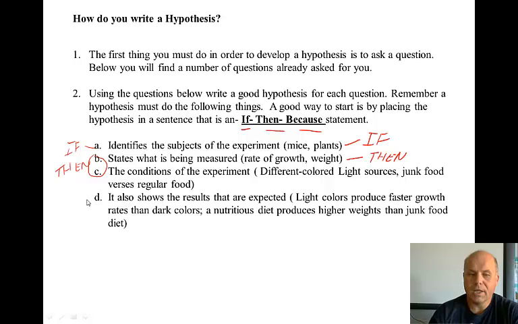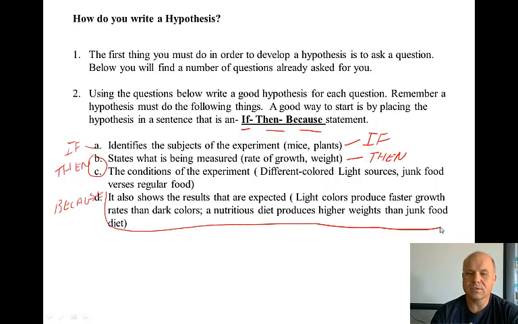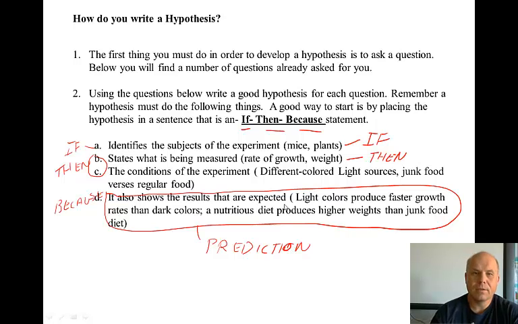Okay? And then the final part is the because. This is our prediction. What's going to happen? What do we expect to happen? What do we expect to see happen? Why is this happening? This is what we're going to include in our hypothesis. This is the because part, the last one, which is actually in reality a prediction. Okay? That's our prediction.